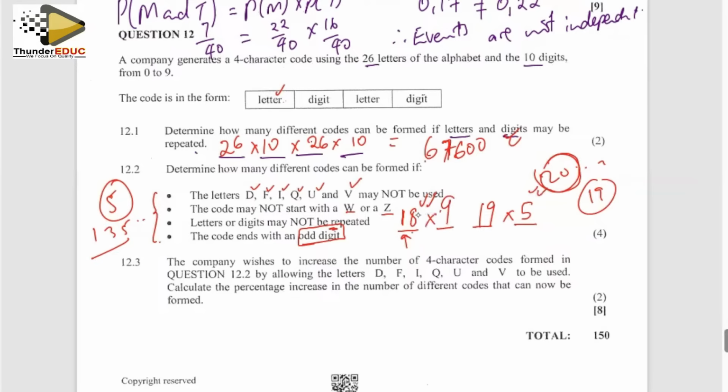So it's going to be 18 times 9 times 19 times 5. That is going to give me, we said 18 times 9 times 19 times 5. It's 1, 5, 3, 9, 0. That's what we get.